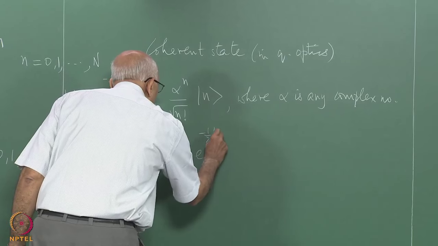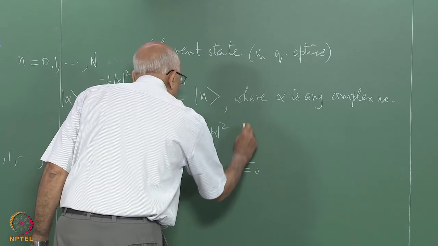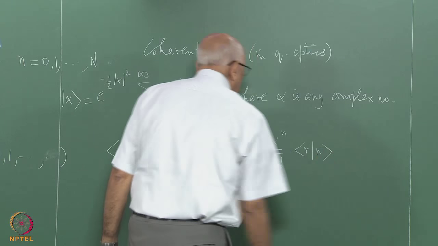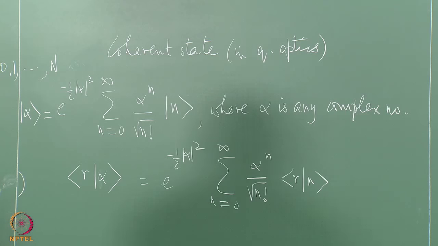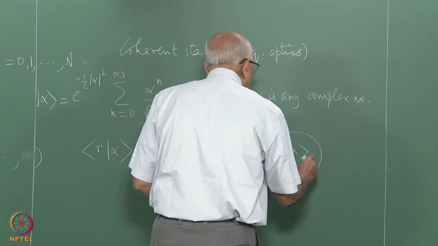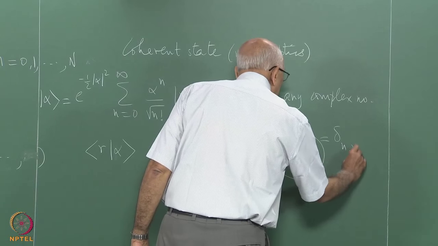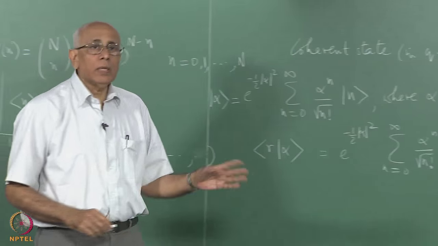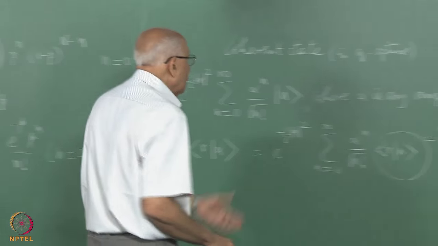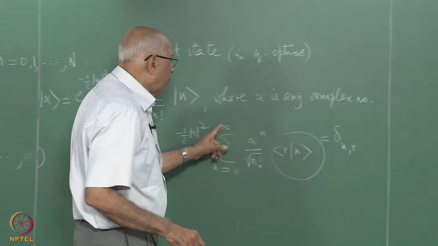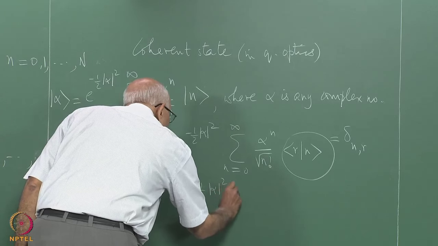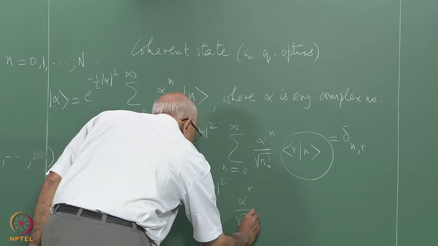Okay. And when you do that, and put that in here, this is equal to e to the minus half mod alpha squared, summation n equal to 0 to infinity, alpha to the n over root n factorial, and then you have <r|n>. But you see, these number states are all orthonormal to each other. They form an orthogonal basis. The orthonormality of the basis implies that this quantity is a Kronecker delta. It's equal to 0 if n is not equal to r, and it's unity if n equal to r. Just a Kronecker delta, which helps you immediately to write down what this sum is, because this sum fires only when n is equal to r, and therefore this becomes e to the minus half mod alpha squared, alpha to the power r over square root of r factorial.